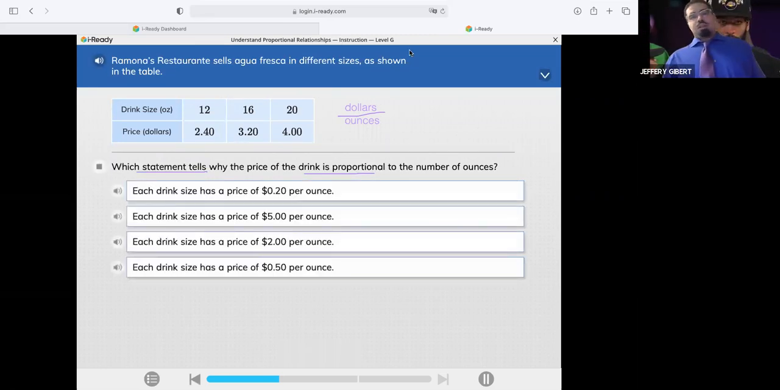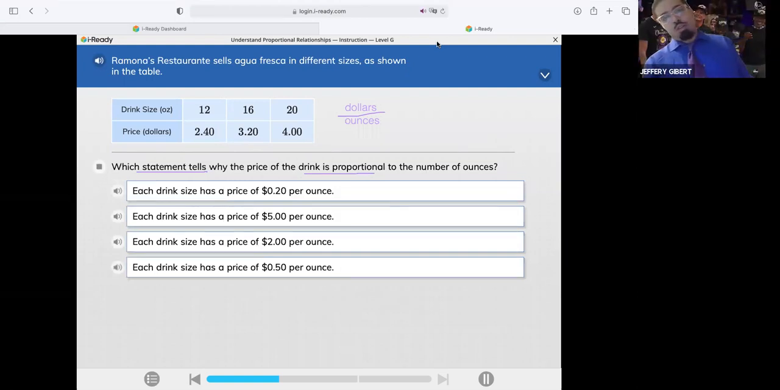Which statement tells why the price of the drink is proportional to the number of ounces? All right, so David, when you did dollars divided by ounces and got that same answer for all of them, what was that answer?